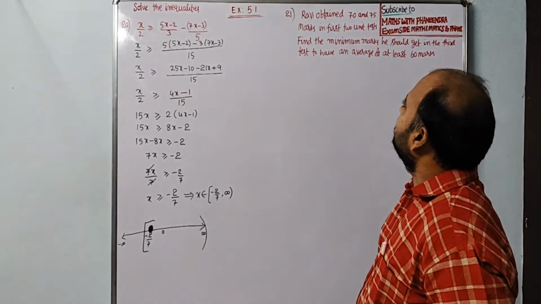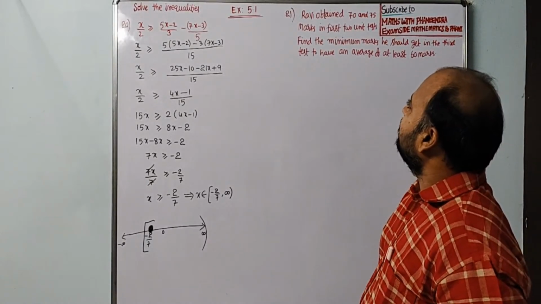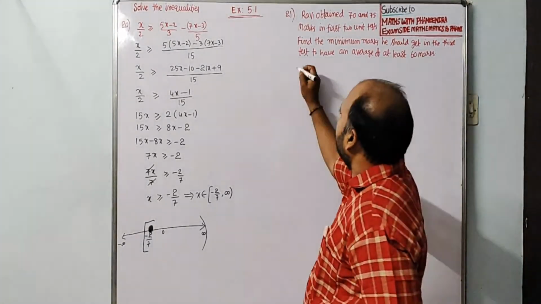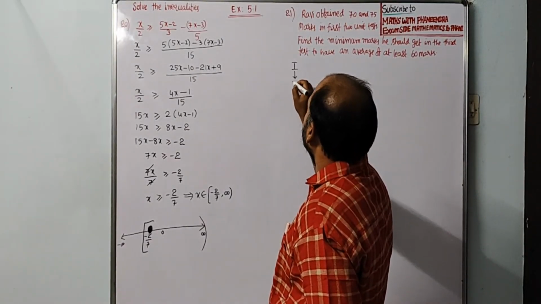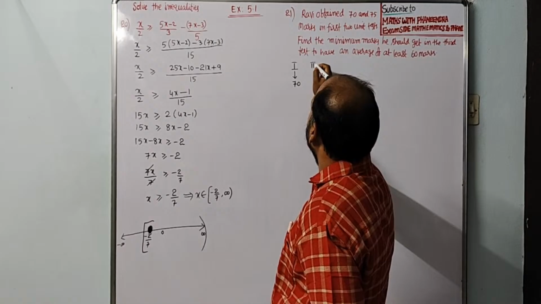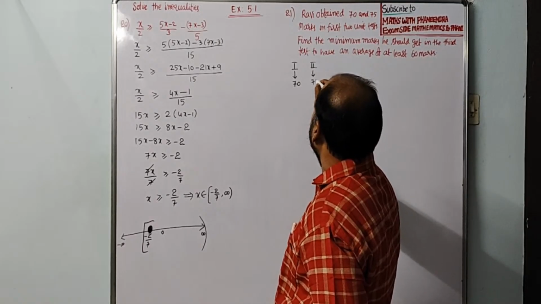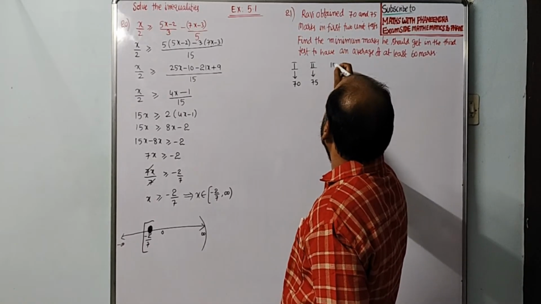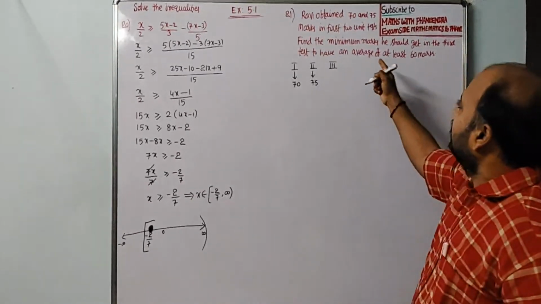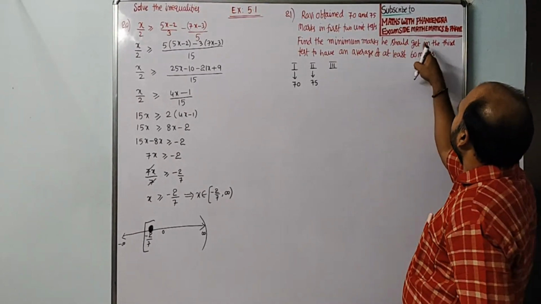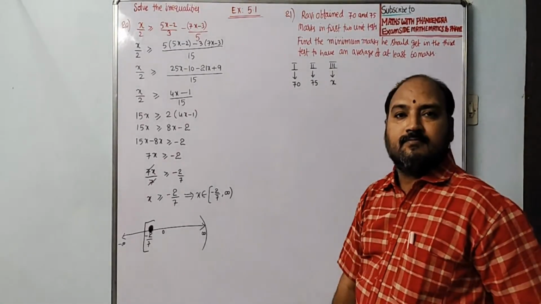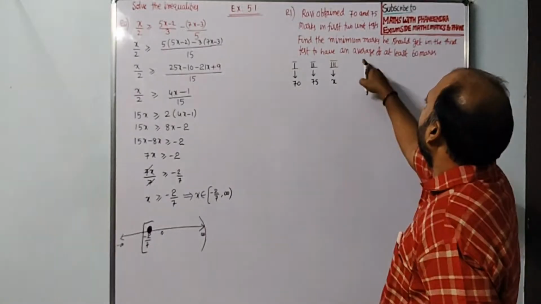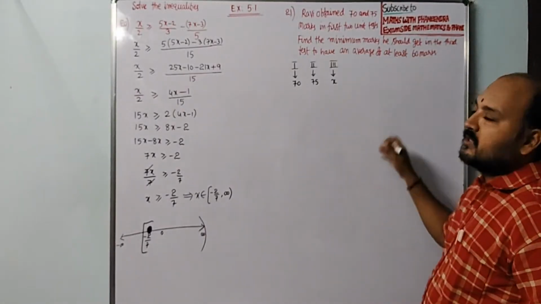Ravi obtained 70 and 75 marks in the first unit tests. In the first test, he got 70 marks. In the second test, he got 75 marks. In the third test, we don't know how many marks it is. Find the minimum marks he should get in the third test. We don't know, so we have to assume it as x, to have an average of at least 60 marks.